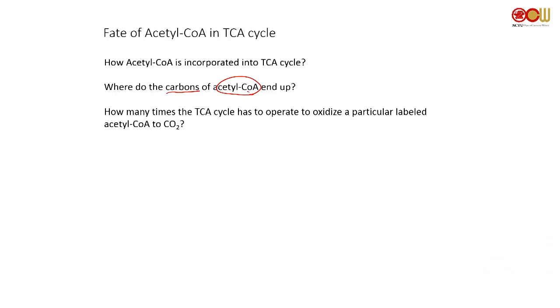I want to show you the actual fate of acetyl-CoA once it has entered the TCA cycle. Where do the carbons of acetyl-CoA end up? Obviously CO2, but in one round or in two rounds? So pay a little attention here. The question you have to ask yourself is how many times the TCA cycle has to operate to oxidize a particular labeled acetyl-CoA to CO2.